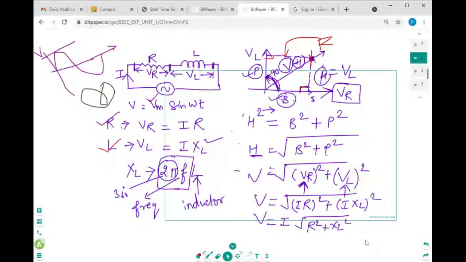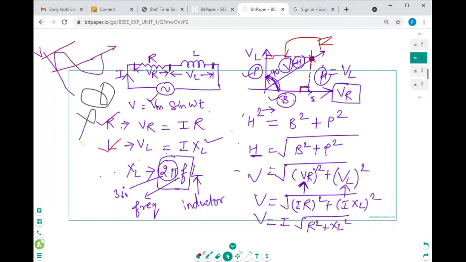So what will be the common value in these two terms? I will be the common factor. So it is taken out from the under root, and you will find under root R square plus XL square. This R square plus XL square whole under root will be represented by Z. So what is Z? Z is the impedance, V is equal to I into Z, and you can calculate the current value right here.